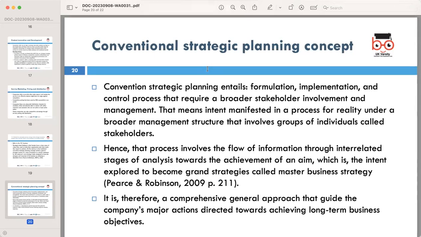Conventional strategic planning concepts. Here we will discuss conventional strategic planning concepts and their differences from strategic intent thinking. Conventional strategic planning is a structured process of formulation, implementation, and control. It focuses on achieving long-term business objectives through broader stakeholder involvement. Strategic intent thinking is a more dynamic approach that emphasizes having a clear vision and mission to guide the organization towards a desirable future. It differs from conventional strategic planning by placing greater emphasis on vision, mission, and flexibility in responding to dynamic challenges.